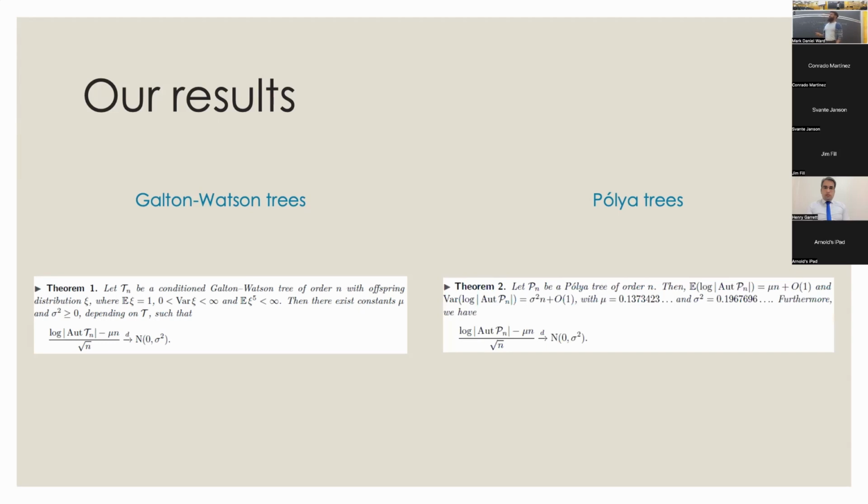Then we also have similar results for polytrees, where we actually have constants, because this is not an entire family of trees, it's just the polytrees. But once again, we have a convergence to a normal distribution for the logarithm of the size of the automorphism group, together with some estimated constants for the mean and the variance.